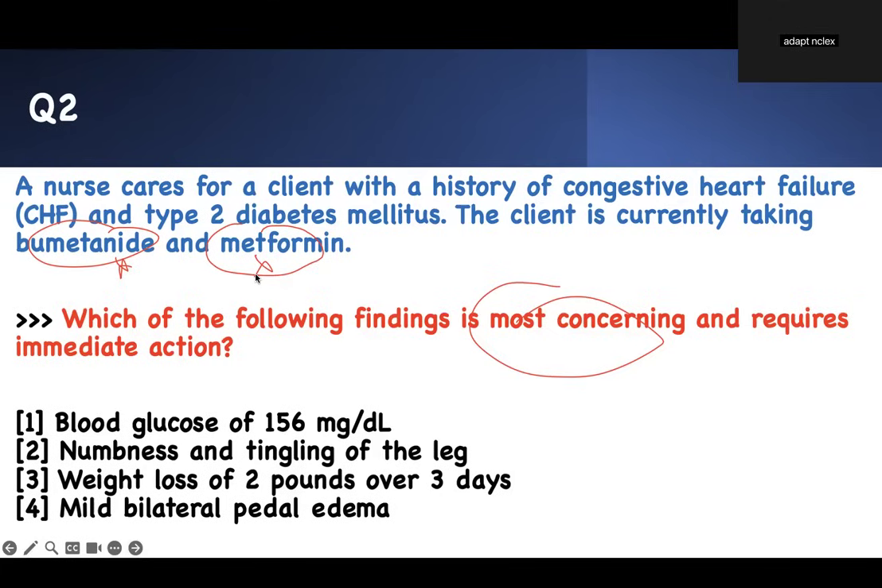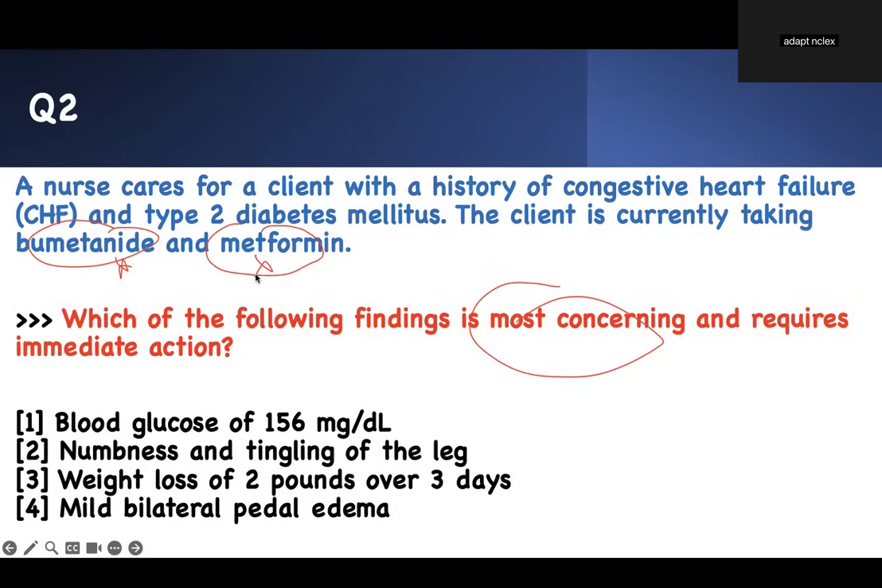Weight loss of 2 pounds over 3 days. CHF patient losing weight, that's good. They may be dehydrated, but there is nothing telling you that they're dehydrated. All they say is lost pounds. That means they lost fluid. It's good. It will help with the heart failure.